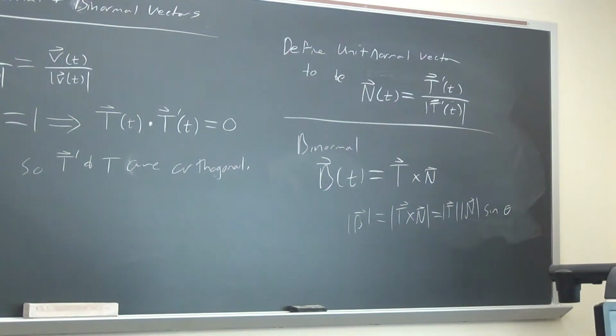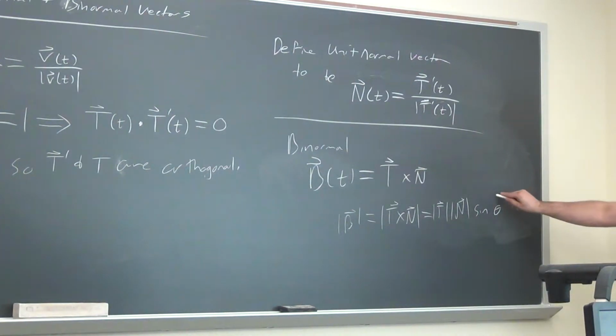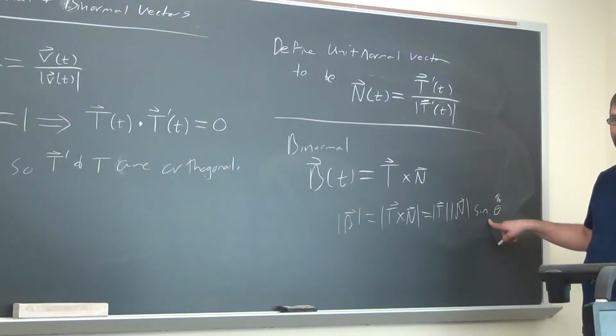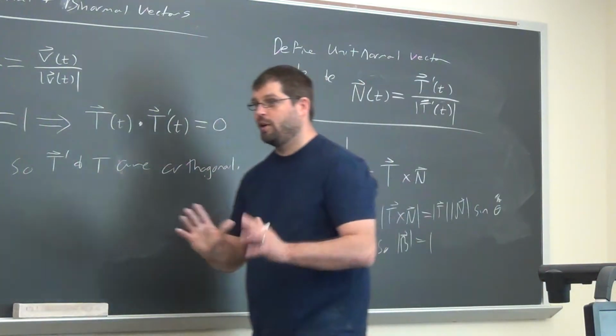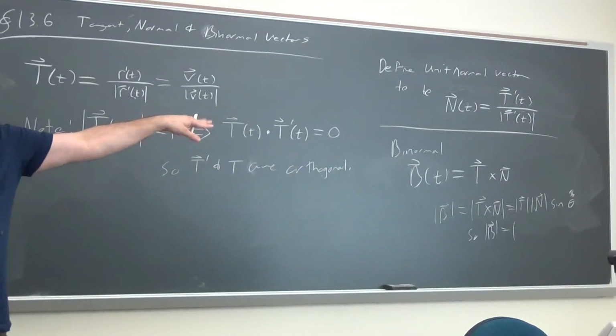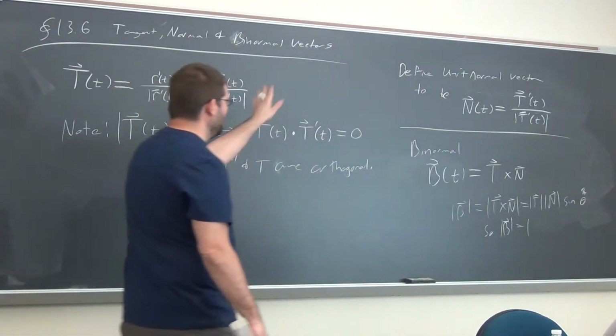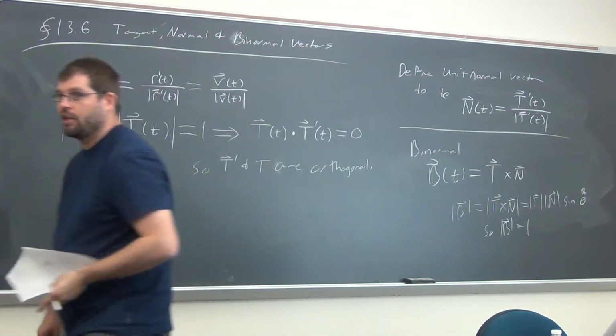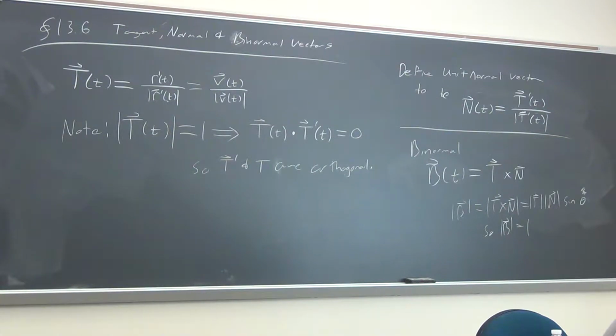If they're at right angles, what's the angle between them? 90 degrees, so pi over 2. And what's sine of pi over 2? 1. So what's the size of B? 1 times 1 times 1. So the magnitude of B is also always 1. All three of these vectors are going to have length 1. The first two are a pain because you have to make them of length 1, and then if you created T and N correctly, then B is automatically the right size. Is that okay?